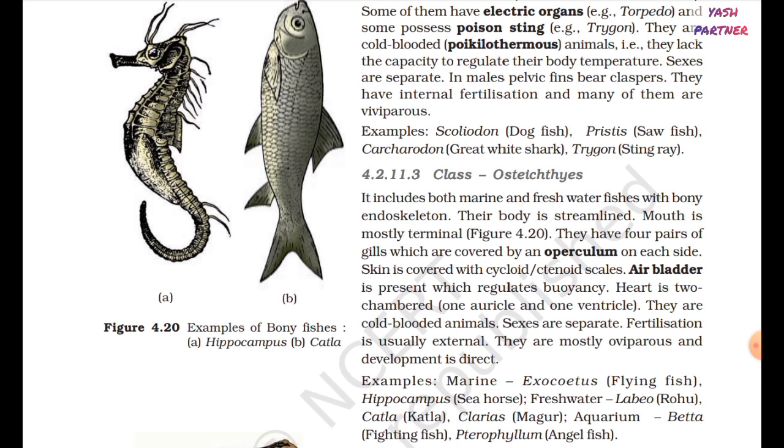Examples: marine, Exocoetus, flying fish; Hippocampus, seahorse; freshwater, Labeo, rohu; Catla, katla; Clarias, mangur; aquarium, Betta, fighting fish; Pterophyllum, angelfish.